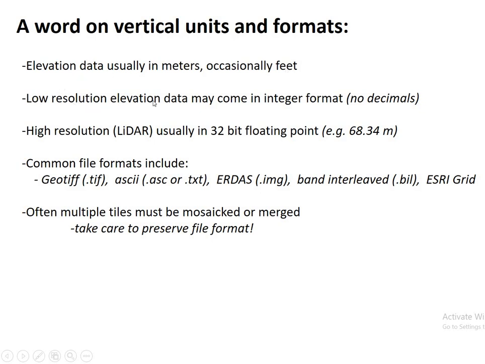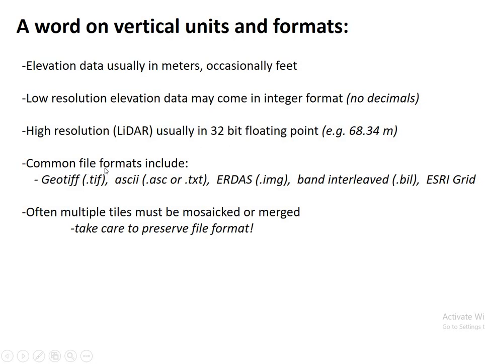Low resolution elevation data, like the GTopo 30, will often come in integer format where there's no decimals. Elevation is rounded to the nearest integer. But high resolution data like LiDAR usually will come in a 32-bit floating point. The reason for that is that the larger format can record the decimals. And in LiDAR data, that's very important, right? LiDAR can tell the difference between 68.3 and 68.4 meters quite readily. And so it's important to keep that information in the file. So we use a 32-bit floating point for that.